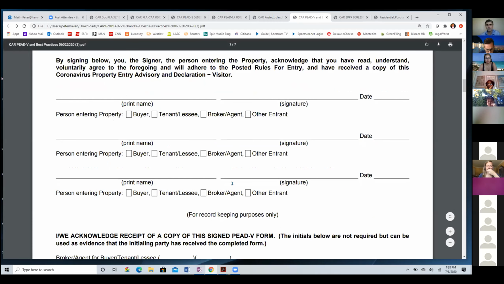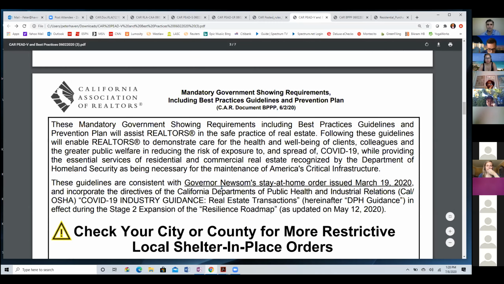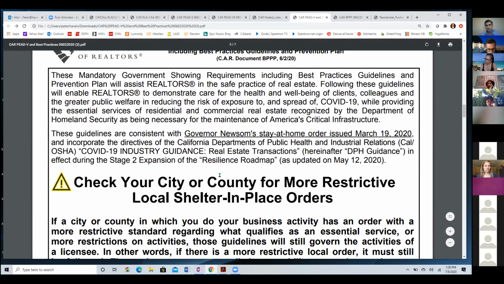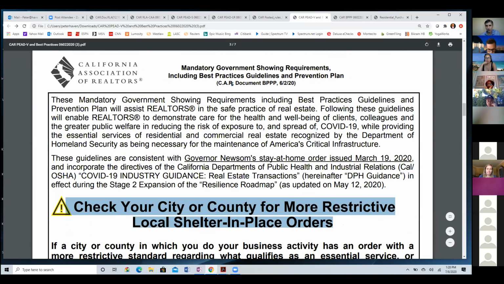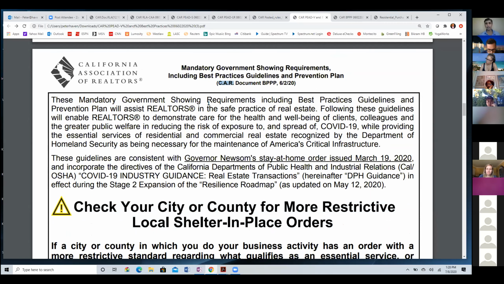Now, the BPP is a kind of significant document. And the first thing it says is check your local orders. And don't forget, as I've said before, CAR is not per se the government. I think they work hand in hand with the government. I think they lobby the government. I think the government relies on CAR to give them input as to what kind of orders and legislation the government wants to do. But CAR is not the government per se. CAR is an association of realtors in the state of California. They govern our standard of care. They govern us, but they're not the government per se.